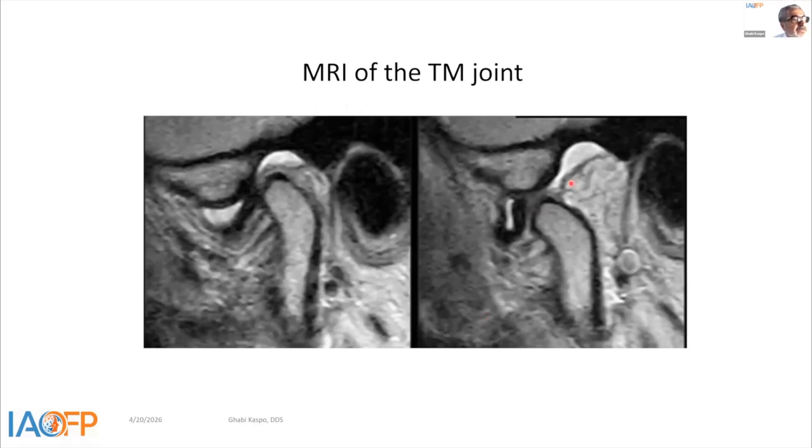Now, this disc is here outside, and you see this white area here. This is fluid. This is effusion. So there is some inflammation in the joint as well. So this is the disc here. And when the patient opens their mouth, you see the disc crumbled here. So this is displaced disc without reduction.